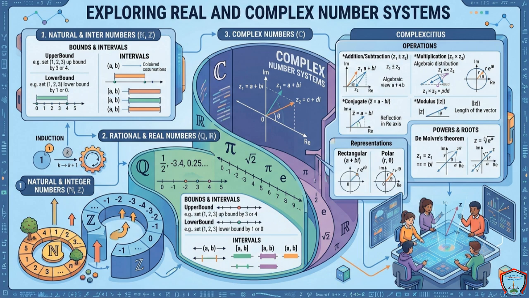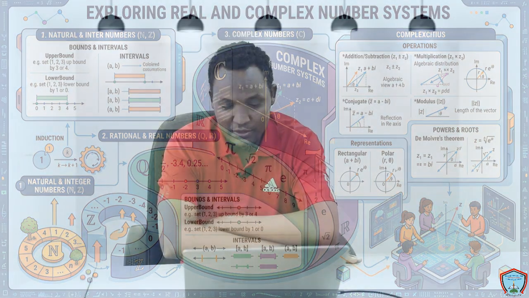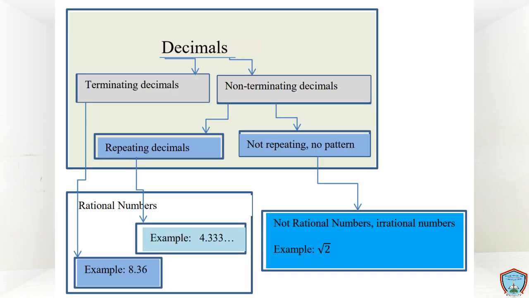Let us begin with irrational numbers. Recall that rational numbers can be expressed as fractions of two integers, and their decimal representation is either terminating or repeating in predictable patterns. However, not all numbers behave this way. Some decimal numbers continue forever without repeating any pattern. These numbers are called irrational numbers.